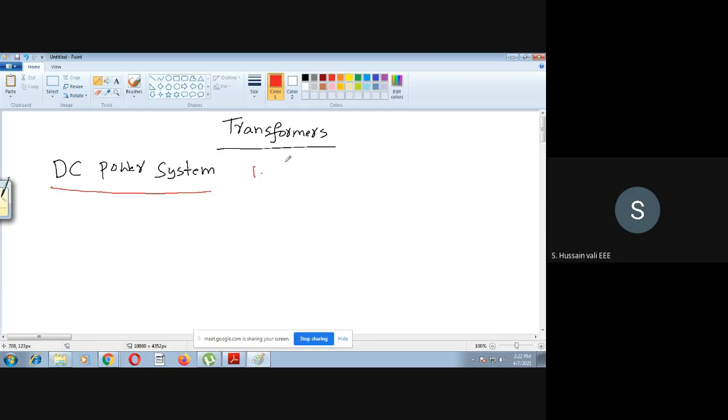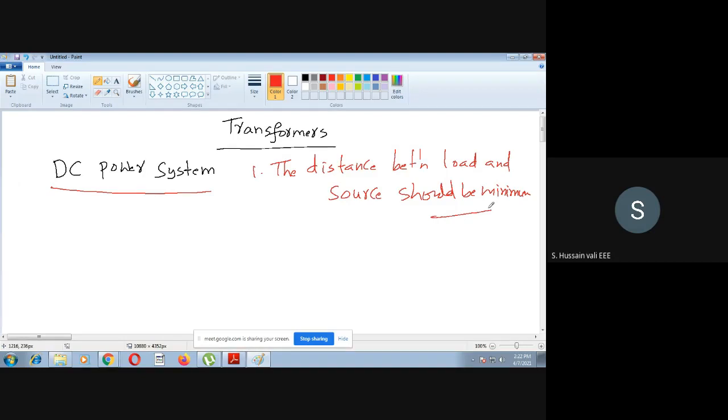the distance between load and source should be minimum. It means, for example, the load is here at our place, so the source should be as near as possible to the load. It means the generating station should be as near as possible to the load center.